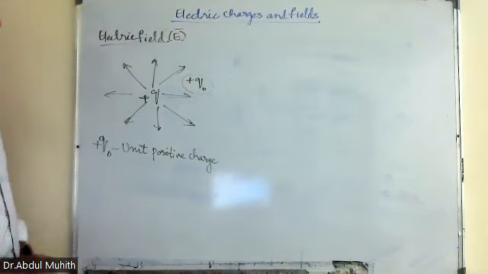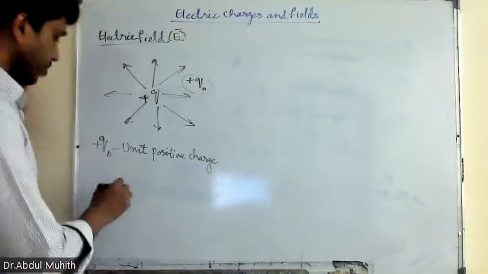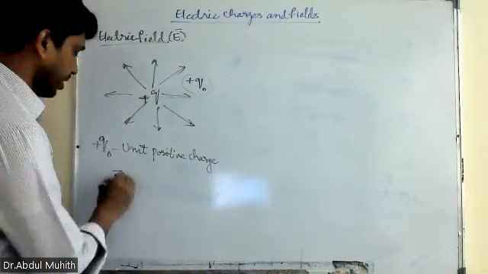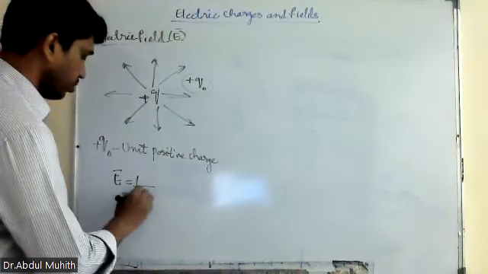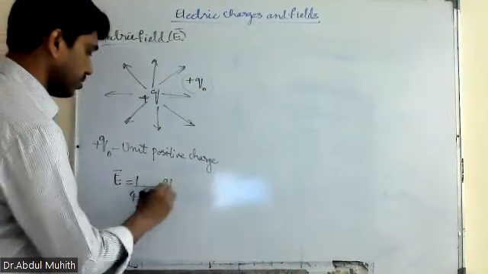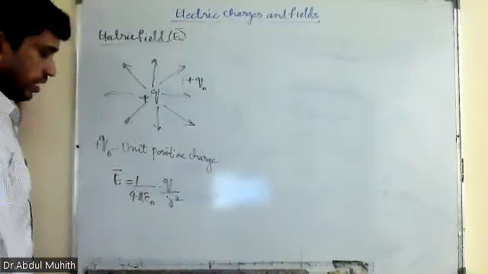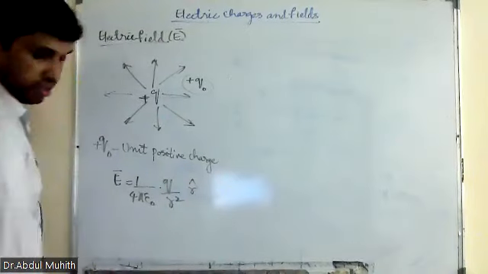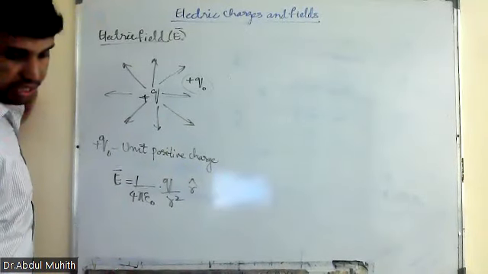Now, what is the formula for electric field? E is equal to, again a vector quantity, E is equal to 1 by 4 pi epsilon 0 into Q by R square. Okay, this is the formula. Again, you can write R cap also if you want: Q by R square into R cap.